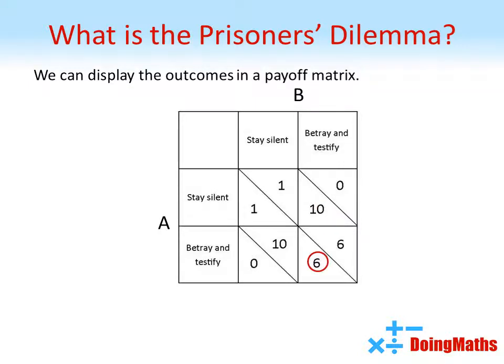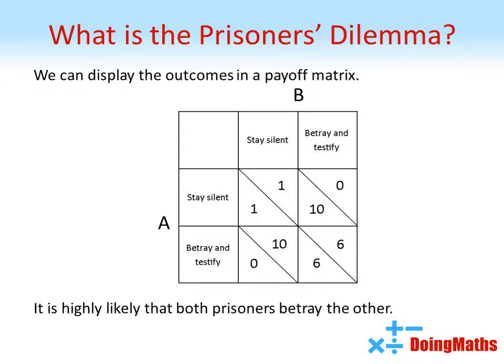So each time A changes his decision from staying silent to betraying and testifying, his prison sentence gets reduced. And the same thing happens for B. Based on this logic, it's highly likely that both prisoners will betray the other, going for the shorter sentence.